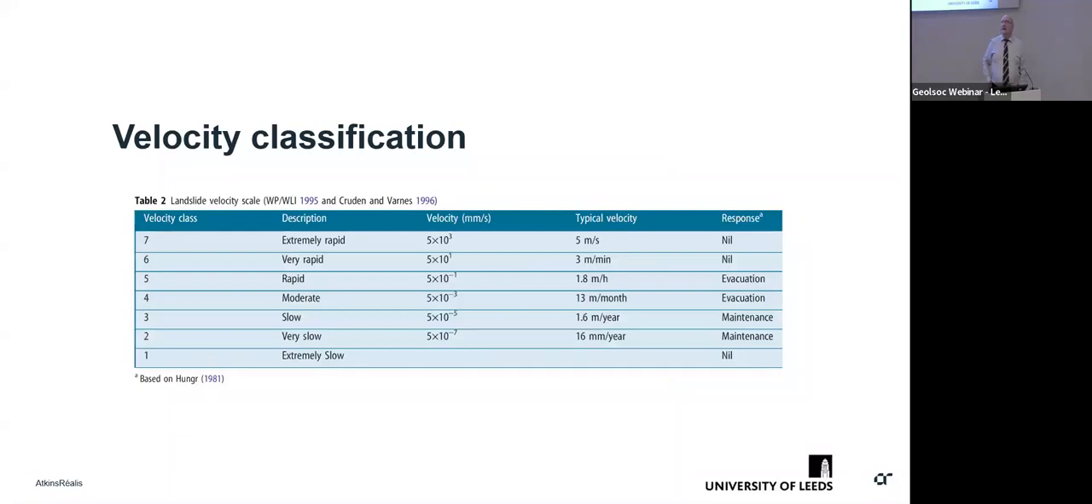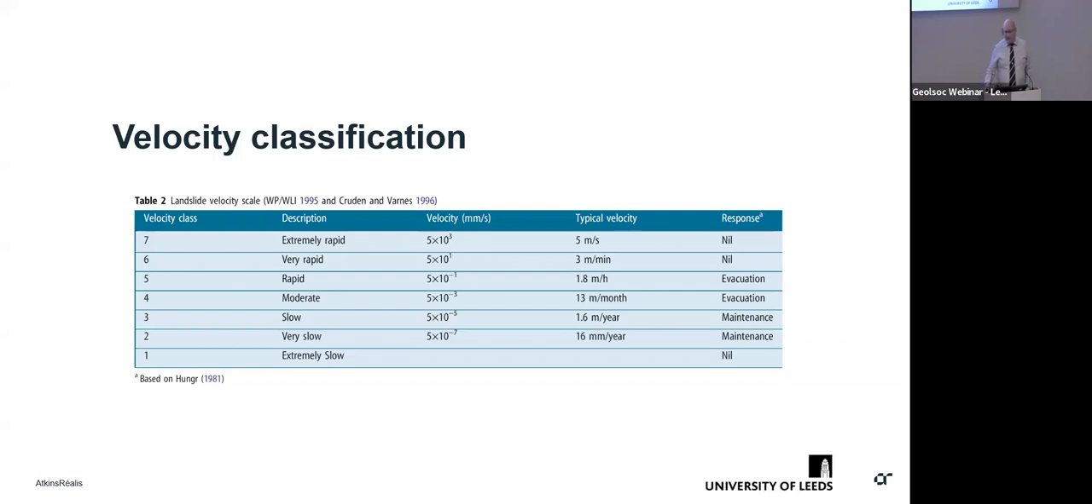One thing that's also worth looking at, however, is the velocity classification. In this context, they pretty much follow the work of Barnes and Hutchinson and Bromhead in the 1990s, looking at how we manage landslides given different rates, and we provide some of that information in the guide. So in extremely rapid landslides, there's not very much we can do about it. It's a case of evacuation as best as possible. But if we're dealing with very slow moving slopes, we can look at maintenance, depending on what the element at risk is. And that element at risk concept is one that we'll come back to later.